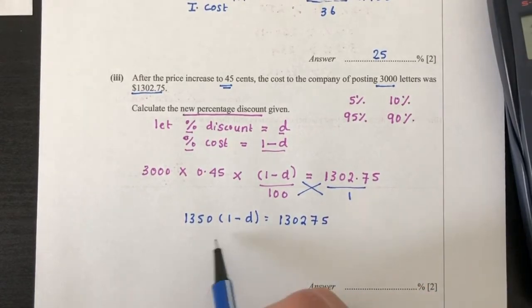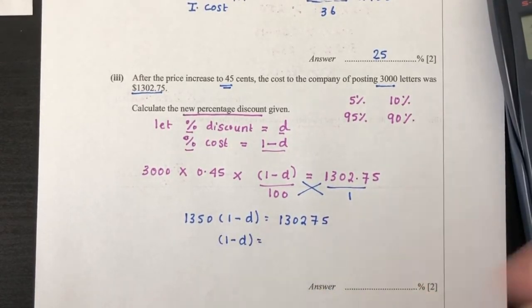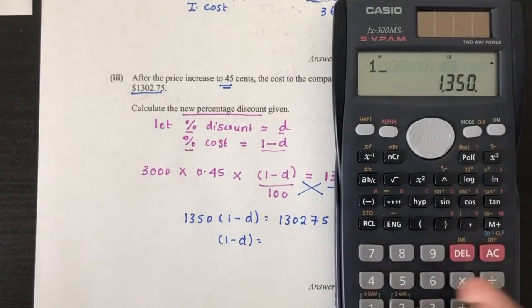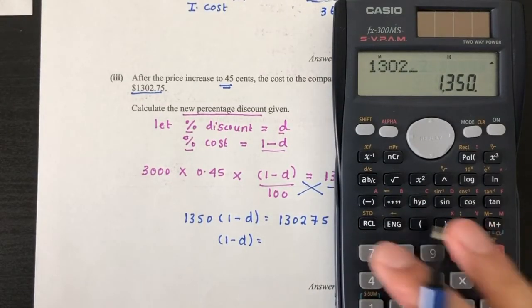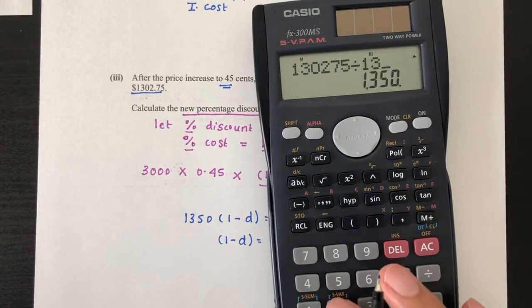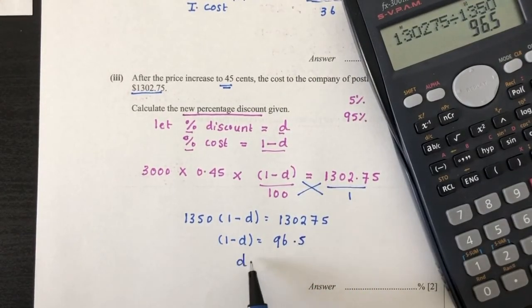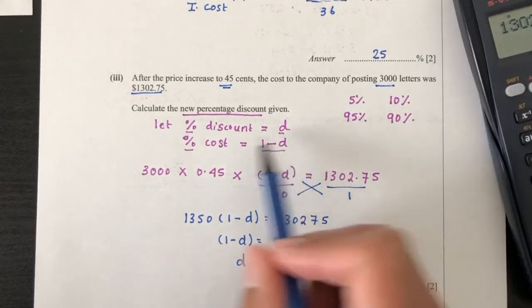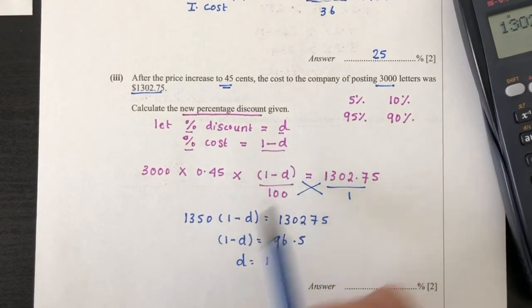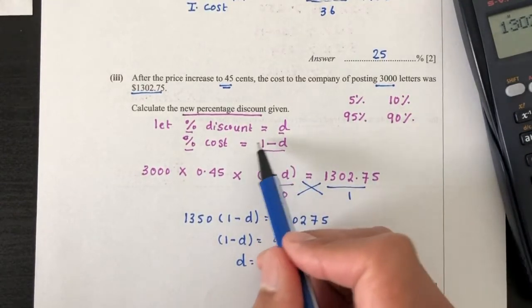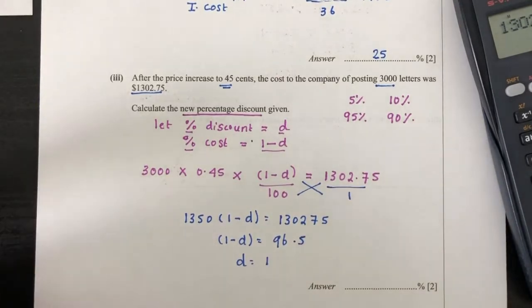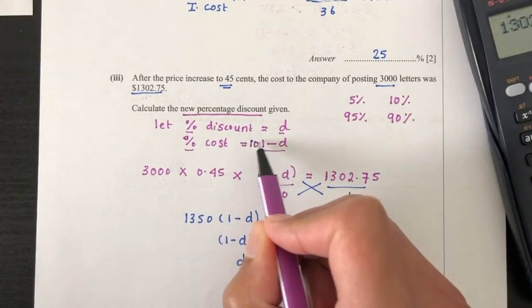1 minus D is equal to 1302.75. Now 1 minus D is equal to 1302.75 divided by 1350. 96.5. So the value of D will become, so for this one is actually 100%. Oh yes, that will be percentage. I forgot actually. That will be 100 minus this. As you can see here, yeah. That was so obvious, but yeah, mistake.